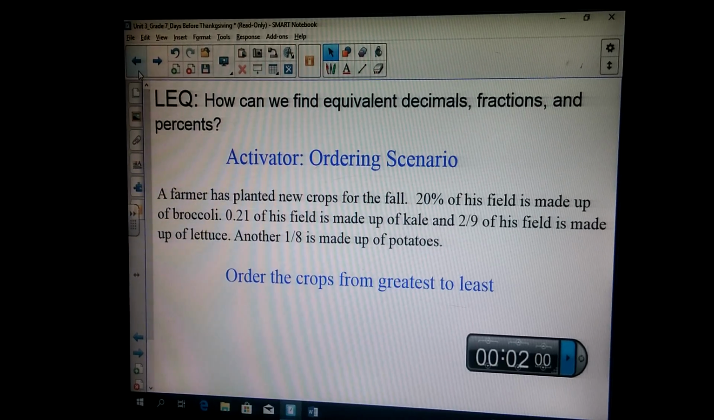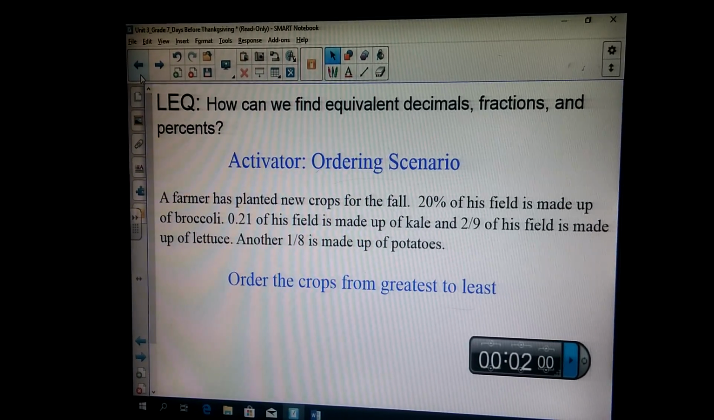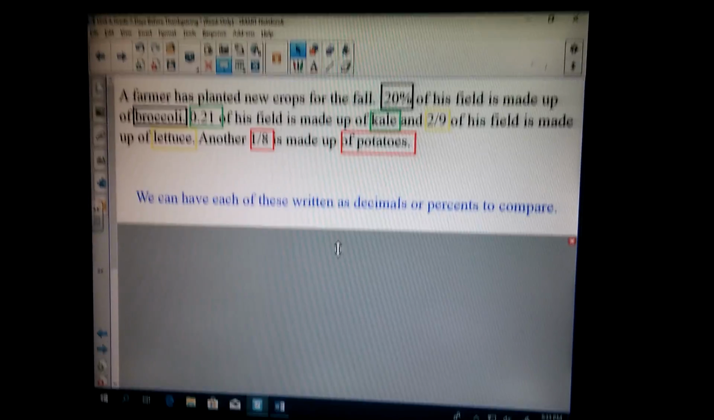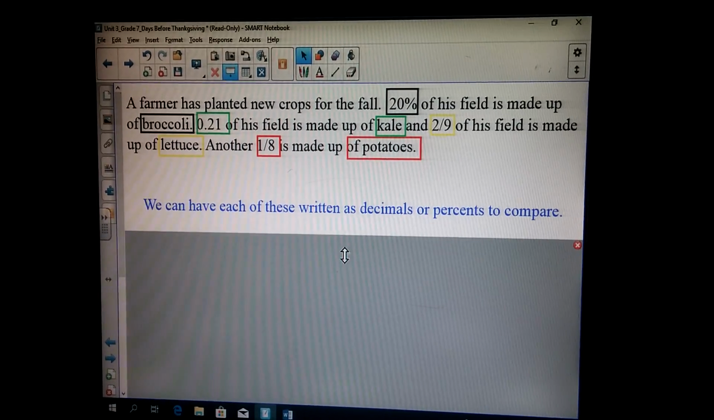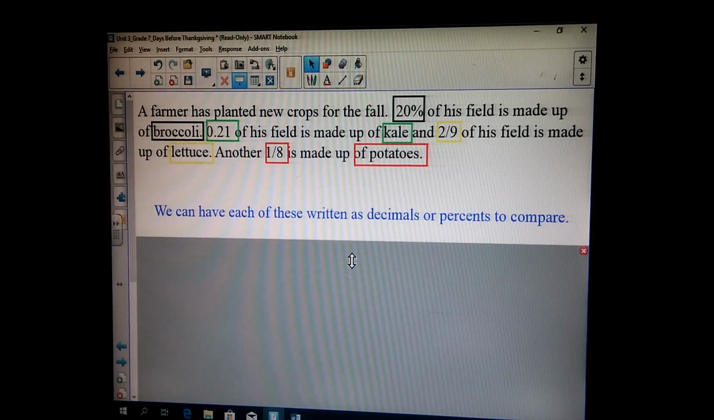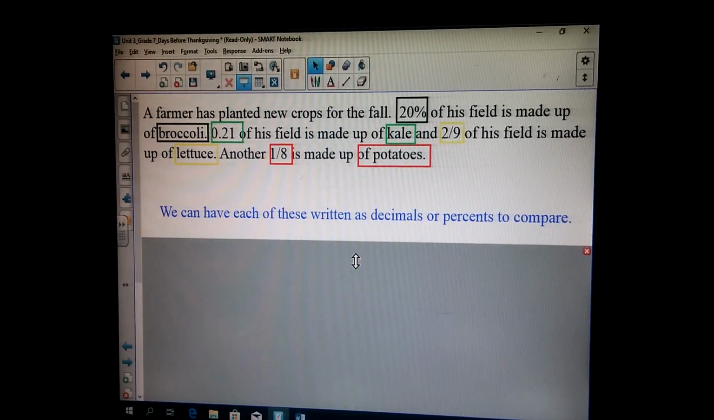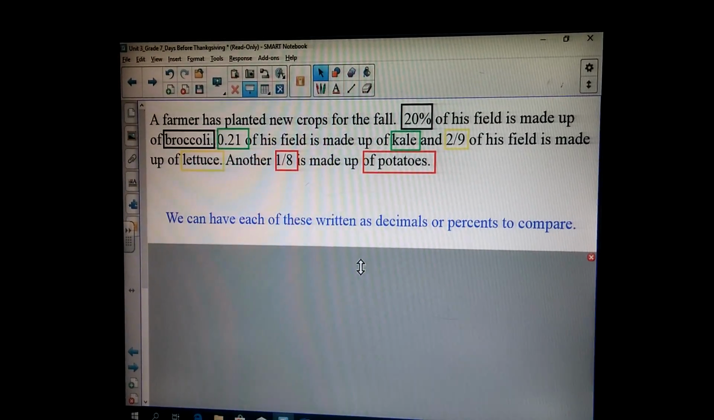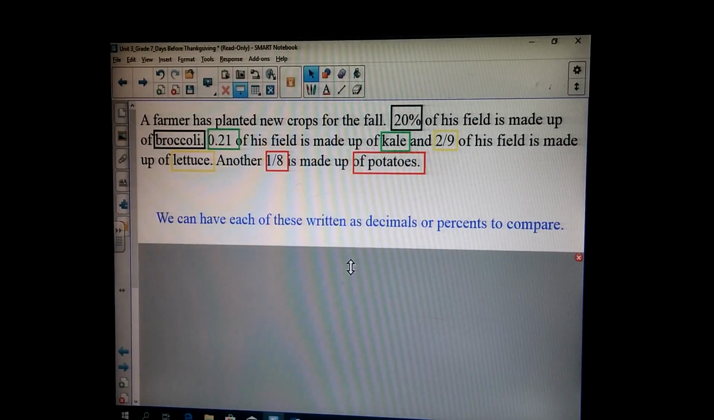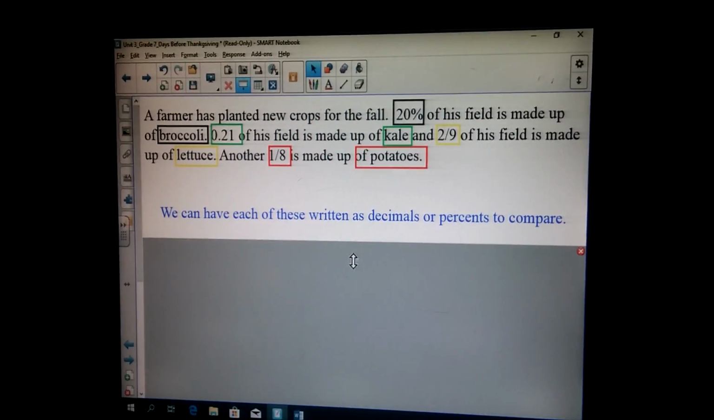Go ahead and take 2 minutes and in your notebook, try to put these in order from least to greatest. Pause the tape. So looking at this problem, it's almost impossible to tell which is the most, the least, the middle, because they're all written differently. We have broccoli written as 20%, we have kale written as a decimal, and we have lettuce and potatoes written as fractions. So in order to accurately compare these, what we need to do is make them all decimals.